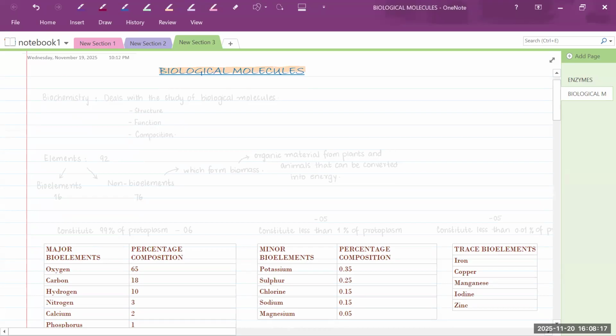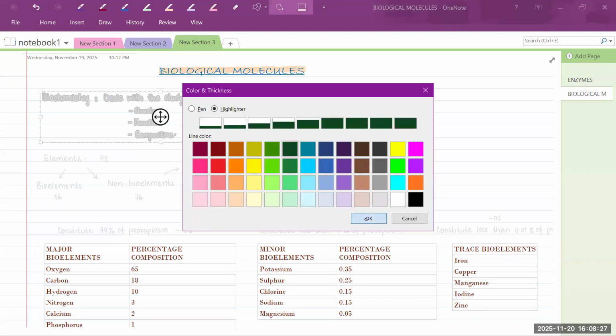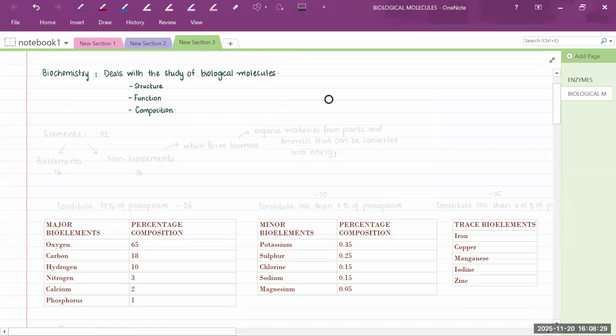First, we'll see what is the study of biological molecules called, which is biochemistry. Biochemistry deals with the study of biological molecules. And what does it deal with? It deals with the structure, with the function, and with the composition of biological molecules.